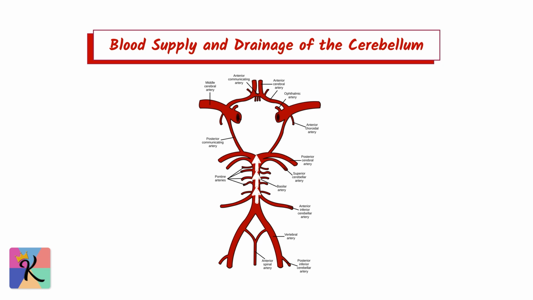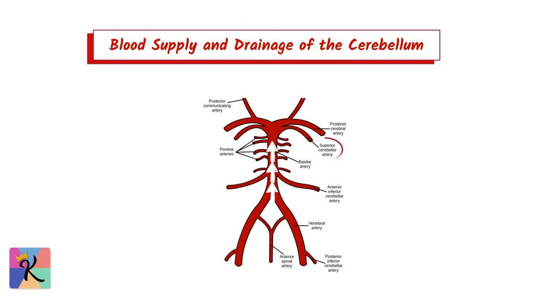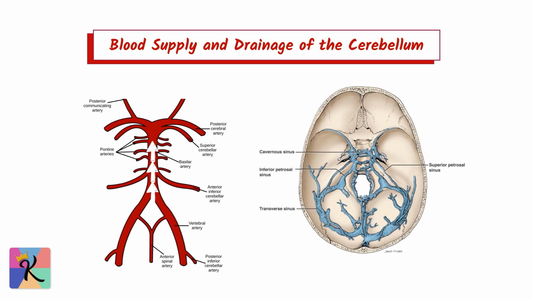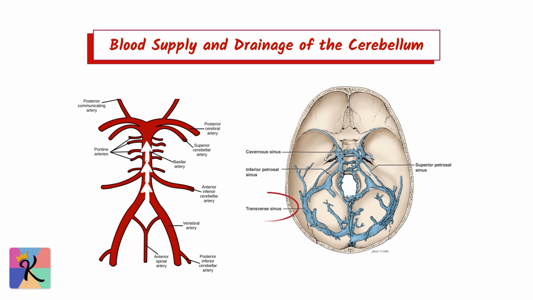The cerebellum's blood supply comes from three main arteries: the superior cerebellar artery, from the basilar artery, the anterior inferior cerebellar artery, from the basilar artery, and the posterior inferior cerebellar artery, from the vertebral artery. Each of these arteries supplies different parts of the cerebellum and its peduncles. The cerebellar veins drain into the transverse and superior petrosal sinuses, linking up with the venous drainage system.